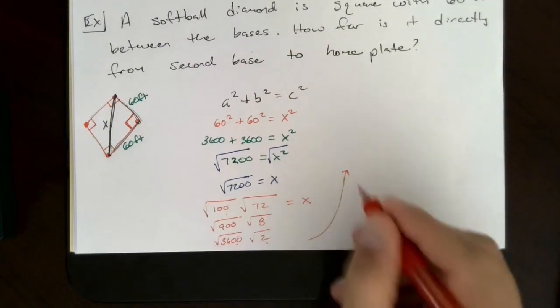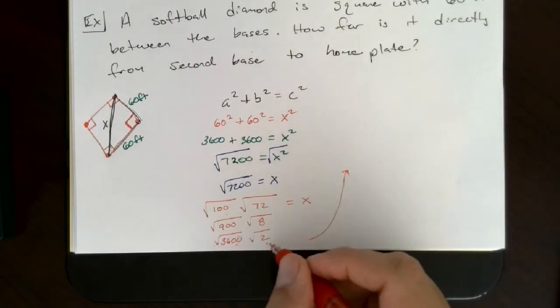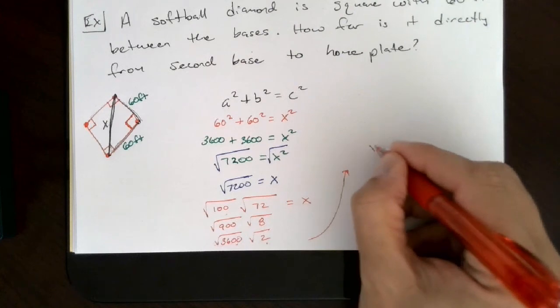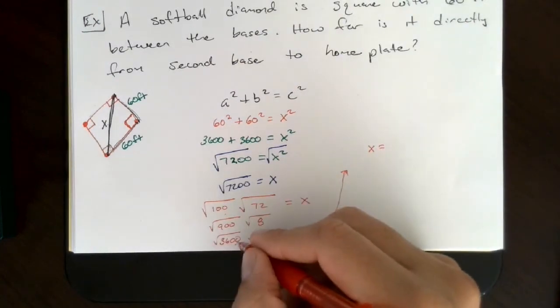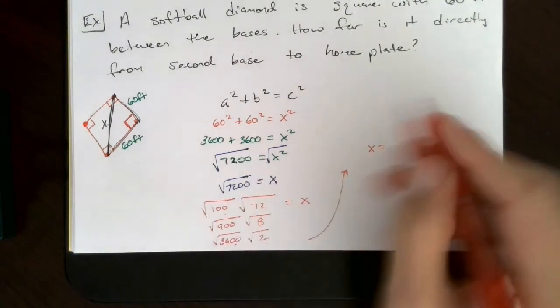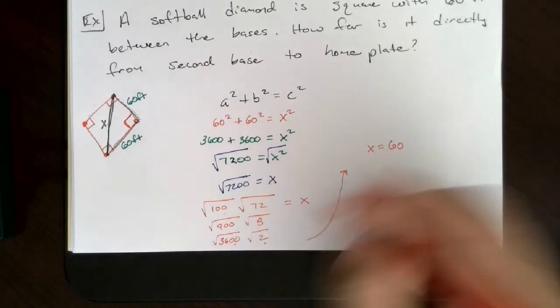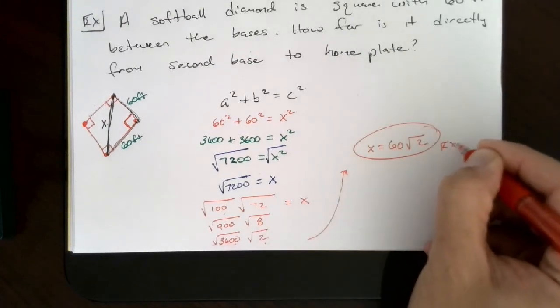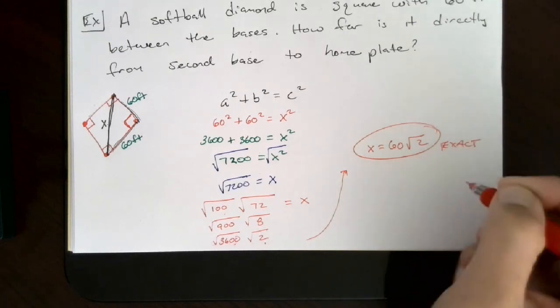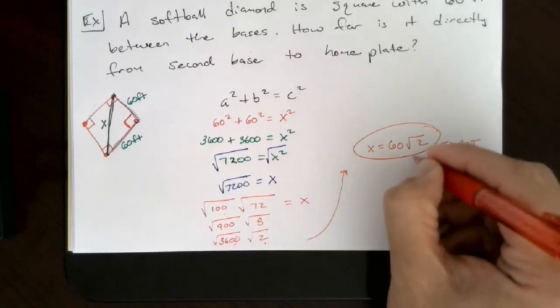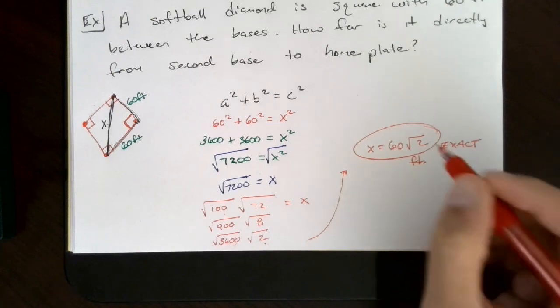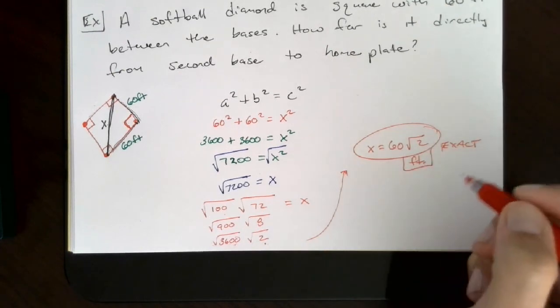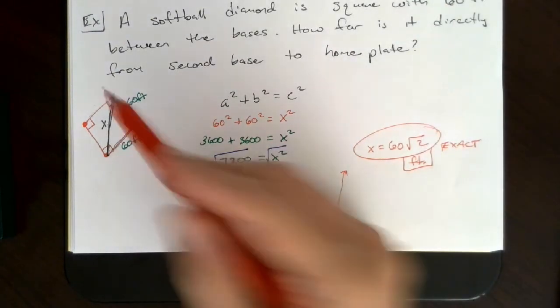So this gives us x equals the square root of 3,600 times the square root of 2. So x equals, what's the square root of 3,600? We did it earlier, it's 60. And then radical 2. This is your exact answer. And this is measured in what? It's feet, right? So we should put the units on there. So 60 radical 2 feet is the distance from home plate to second base.